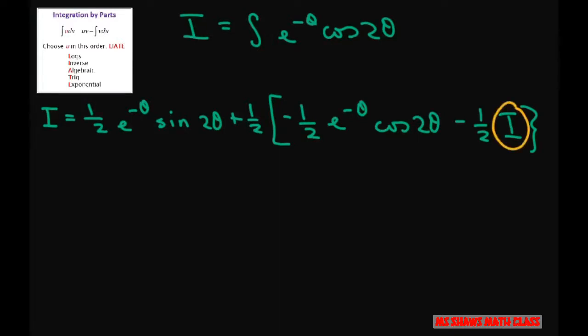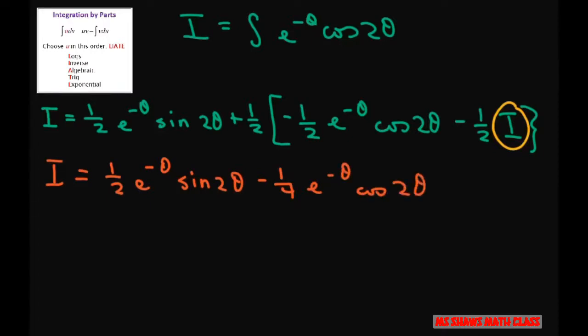Now, let's distribute that 1/2. So for that, you're going to get, clean this up. You get I equals 1/2 e to the negative theta sine of 2 theta. And you're going to get minus 1/4 e to the negative theta cosine of 2 theta minus 1/4 I. So that's all of that.